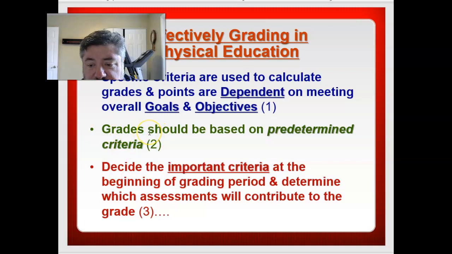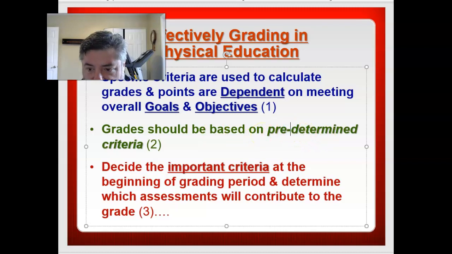Grades, remember, should be based on some predetermined criteria. So that means students should know the criteria in advance. They should know what the end goals are. They should have a rubric or a scoring guide, and they should really practice the most critical criteria and understand that that's worth the most amount of points.